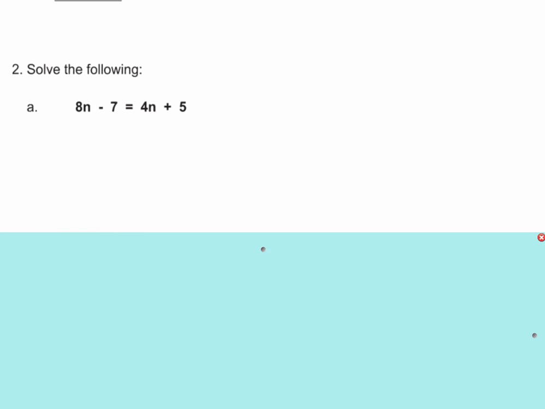Are we choosing the left side of the equal sign or the right side? Do we want our n's on the left or do we want our n's on the right? Quite honestly, there's no wrong answer here. However, there is a better choice. So you can choose to move the 4n from the right and move it to the left, or you could choose to move the 8n from the left and move it to the right.